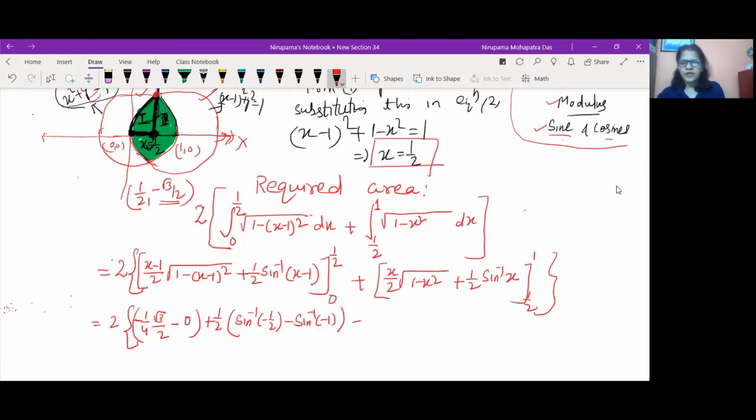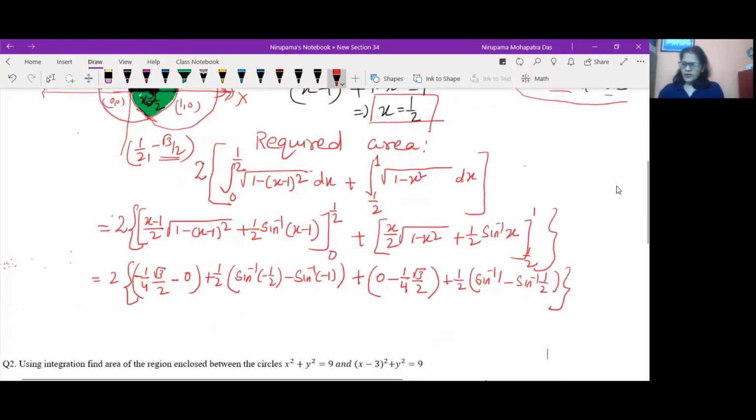Plus, coming to the second bracket. Now when it is 1, 1 by 2 into 0, right? You are getting 0. Value at upper limit minus value at lower limit. So it is 1 by 4, and 1 minus 1 by 4, 3 by 4. So root 3 by 2. Value at upper limit minus its value at lower limit, plus 1 by 2, now sine inverse of 1 minus sine inverse of half.